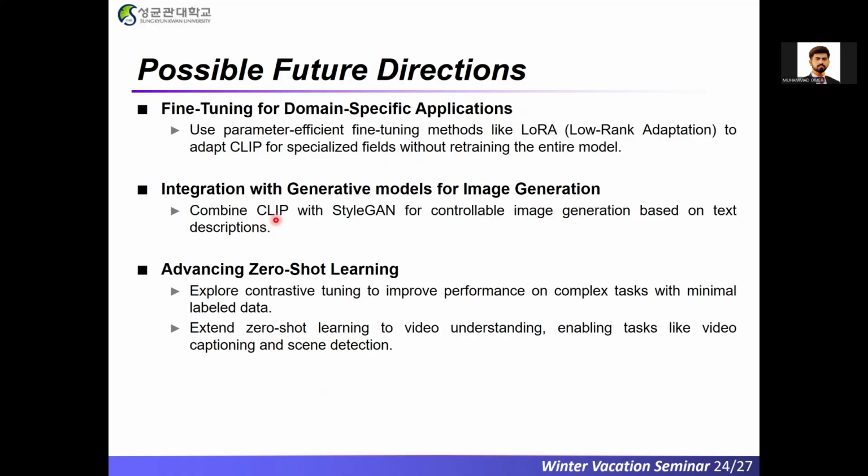There are some already existing applications as well. So instead of combining it with StyleGAN, we can combine it with DALL-E 2 or something like this for more promising image generation. And then we can also advance zero shot learning, so explore contrastive tuning to improve performance on complex tasks with minimum labeled data. We can extend zero shot learning to video understanding as well, because currently we are limited to images only. It can enable tasks like video captioning and scene detection.